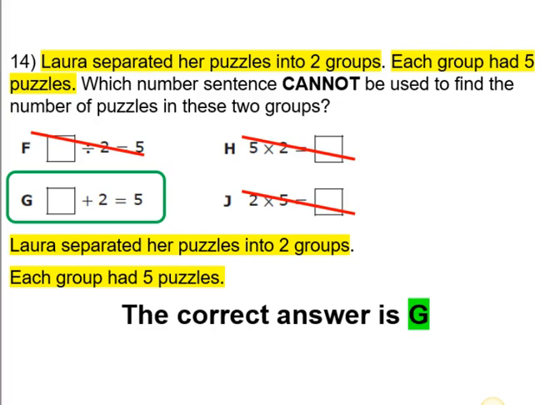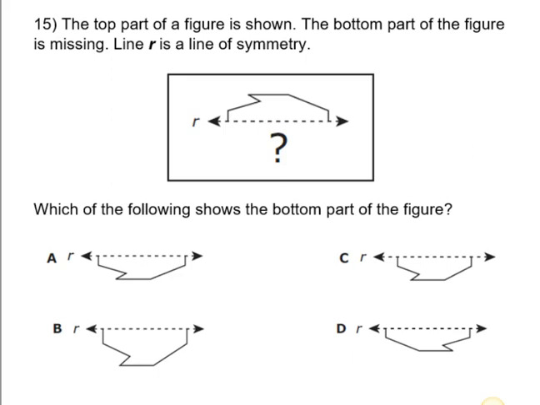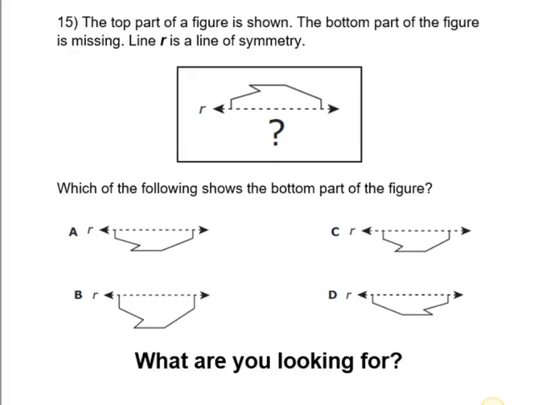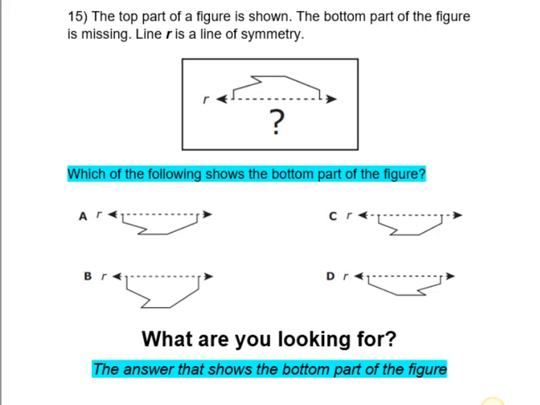Let's move to question number 15. The top part of a figure is shown. The bottom part of the figure is missing. Line R is a line of symmetry. Which of the following shows the bottom part of the figure? And we can look at the top part of the figure and also look at A, B, C, and D. What are we looking for? We are looking for the answer that shows the bottom part of the figure.